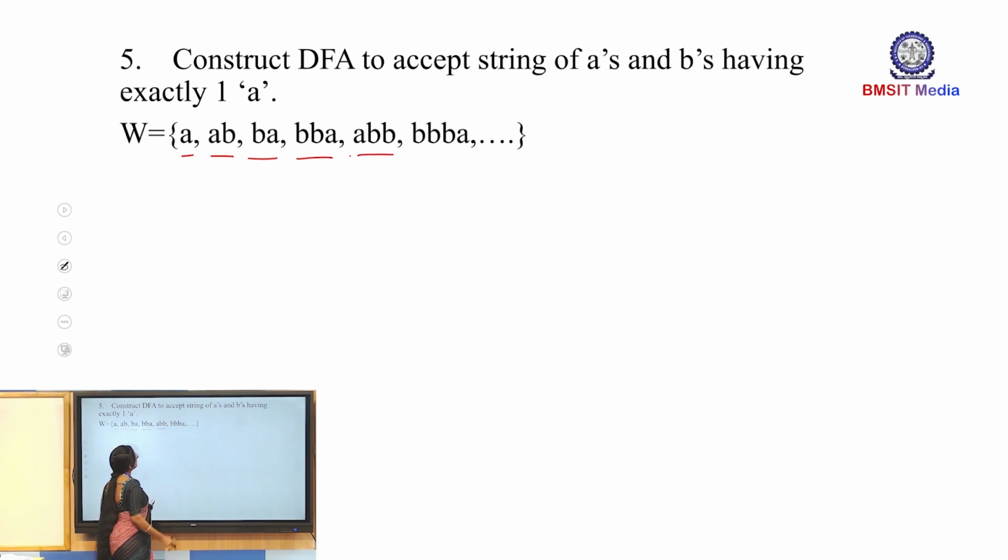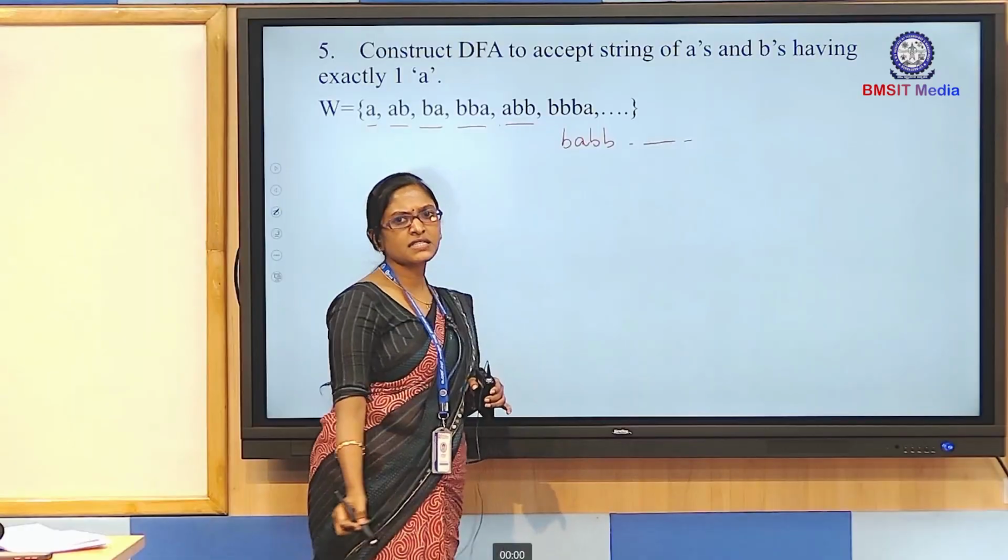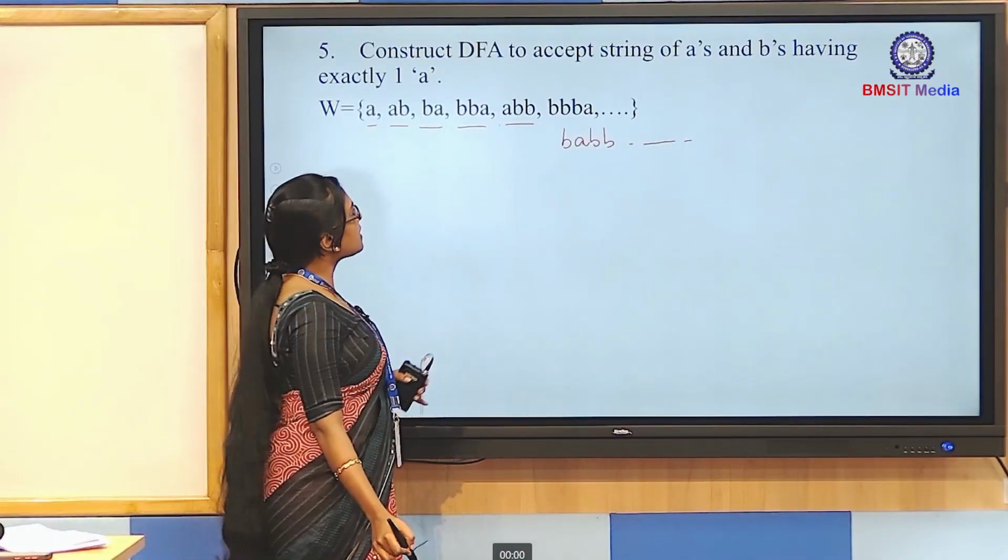Again, this string has one A followed by two B's. Again I have 3 B's followed by A. I can also have BA, BB, and so on. Any such strings can be considered here.